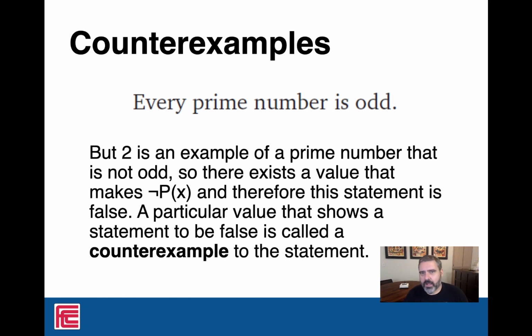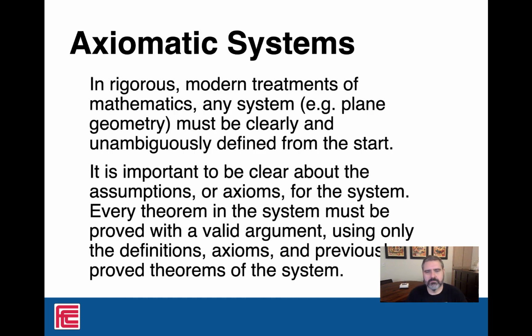Here is a statement: every prime number is odd. Well, 2 is a prime number, and it's not odd. So therefore, there exists something that makes not p of x true. And if that's the case, then the claim that every prime number is odd cannot be true. So we'd call this particular value a counterexample to the statement. Counterexamples are, I guess, a really short way of proving something to not be true if you can do it.